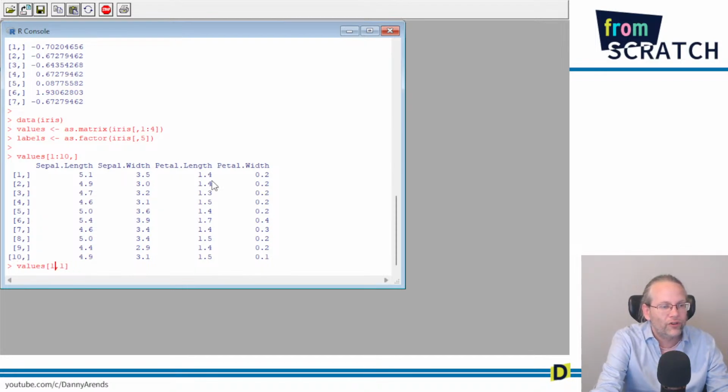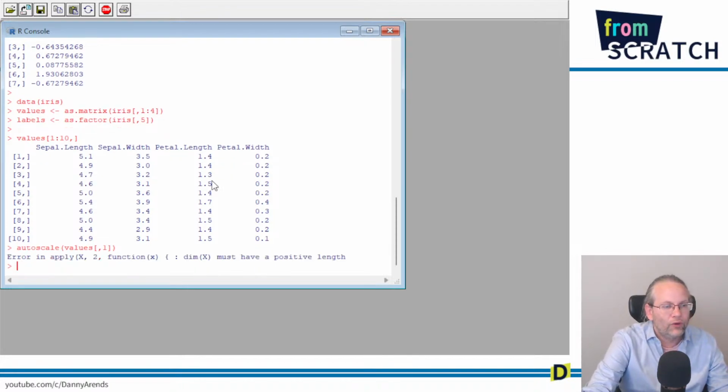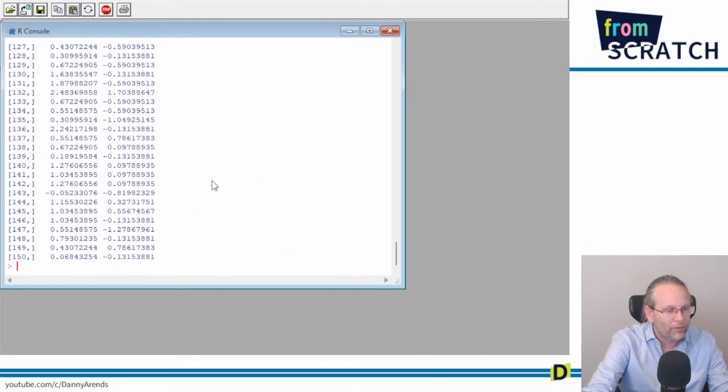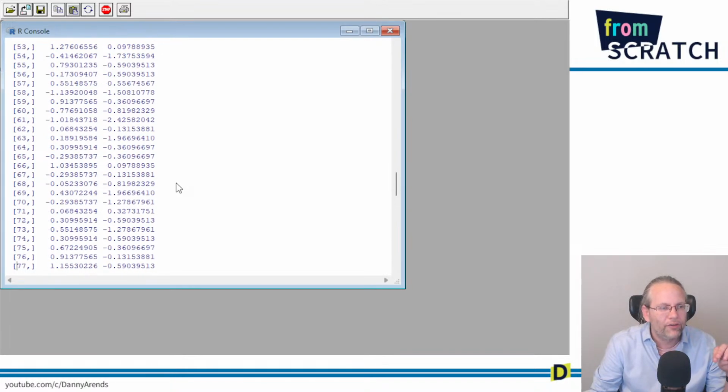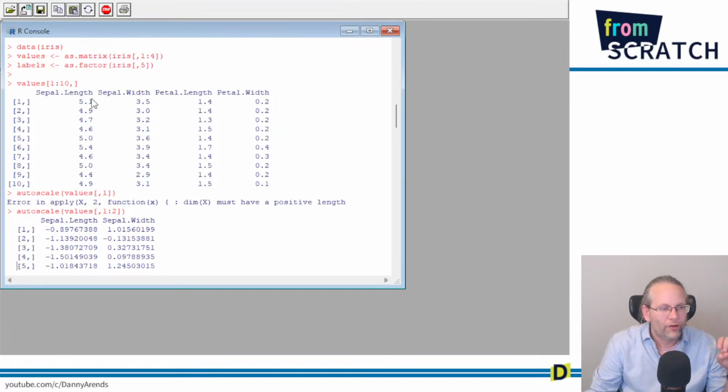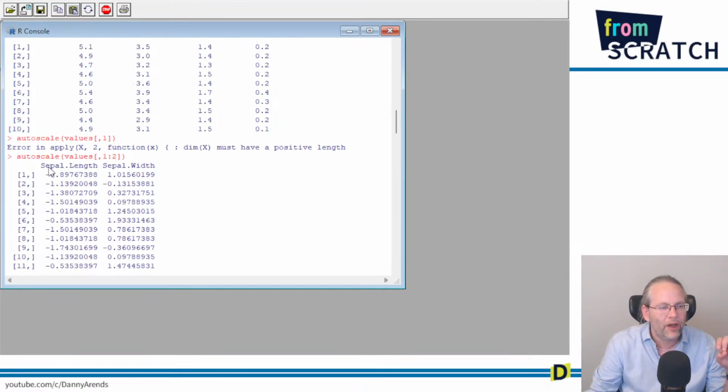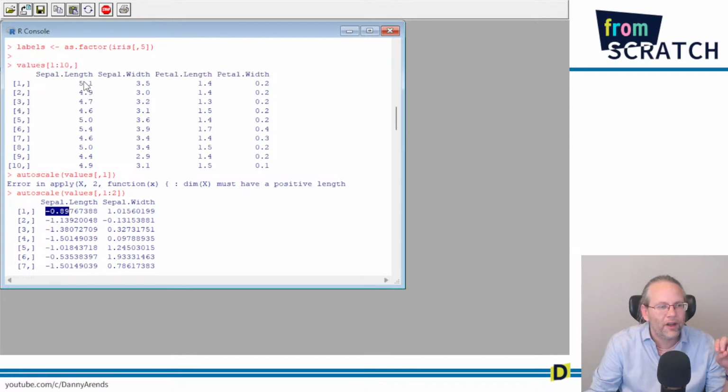I could take the sepal length column and say autoscale, right? Sorry, we need to do at least 2 columns in this case. So I'm taking the first 2 columns, which are 5.1 and 3.5. If I'm autoscaling it, it tells me that 5.1 for sepal length is 0.9 standard deviations below the mean, while a sepal width of 3.5 is 1 standard deviation above the mean.